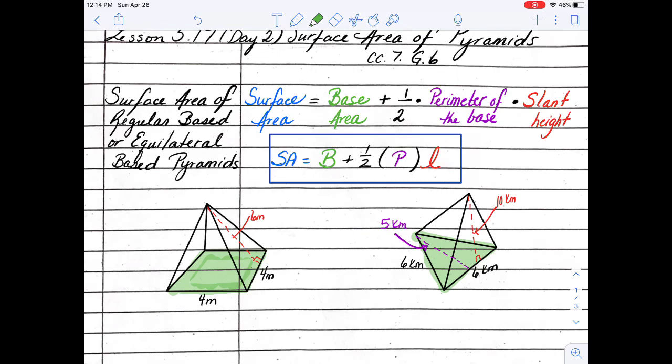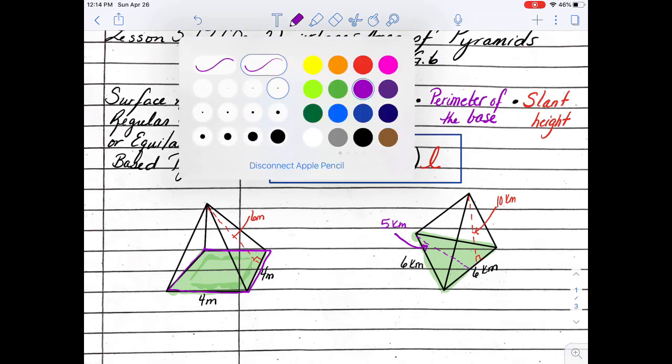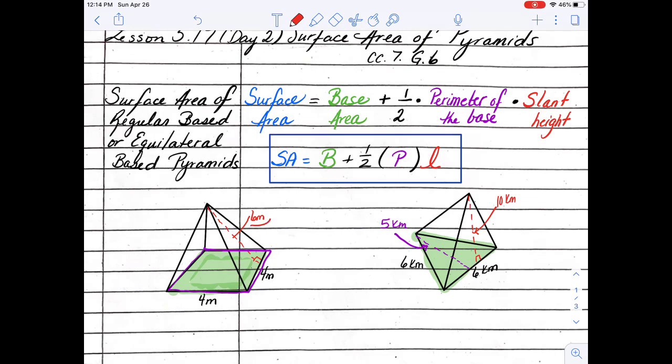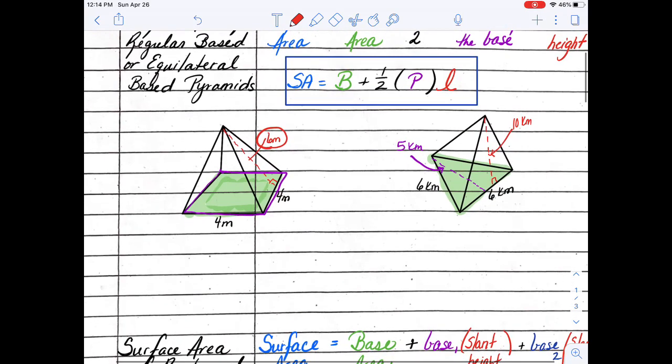So how we're going to calculate this is we have to find the base area, the area of that base that we just talked about, and we're going to add it to half of the perimeter of the base. The perimeter, remember, we just add up every single side. So the perimeter of the base. And then we're going to multiply it by the slant height. The height of that slanted side of that triangle.